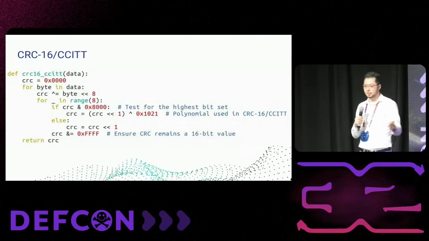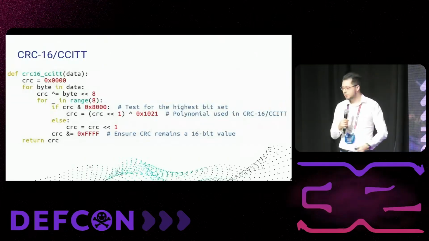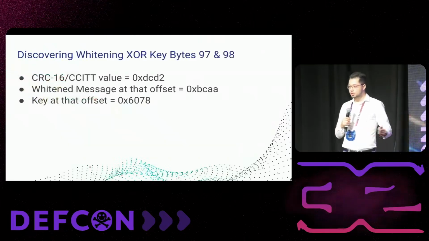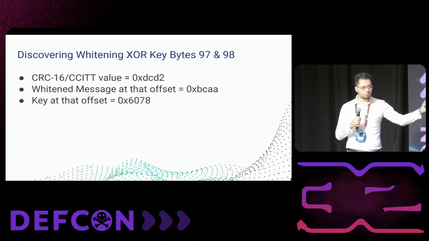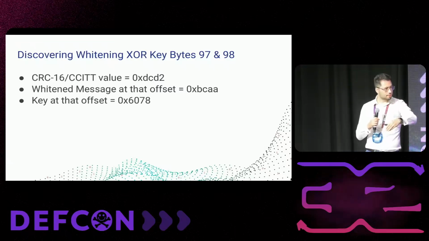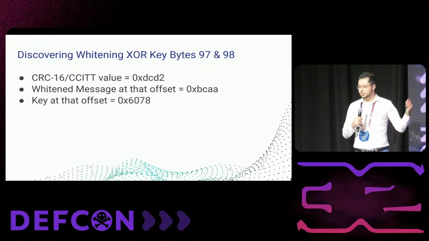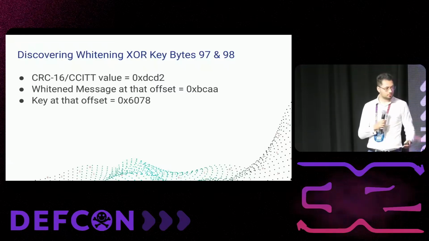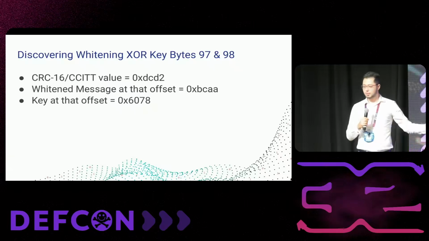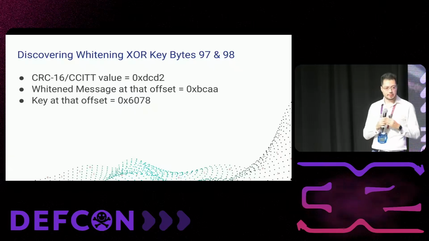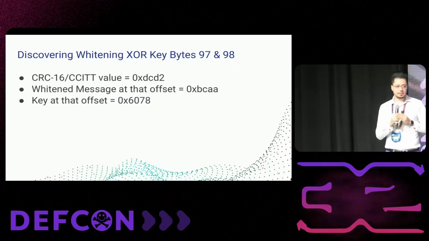Here on this slide, you can see the Python script that we implemented. It's using zeros and 1021 as the polynomial. We run the packet that we saw earlier through that function, and we get the CRC16 value DCD2, and our whitened message, the ciphertext, was BCAA. Then we XOR the two, and we get that the key at that offset is 6078.